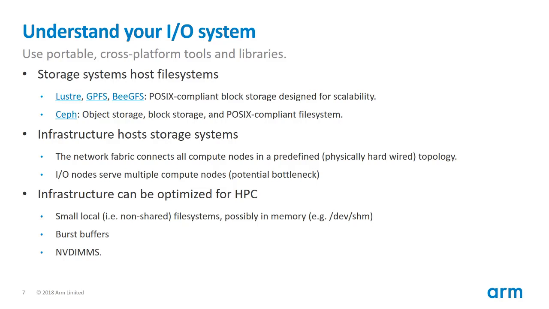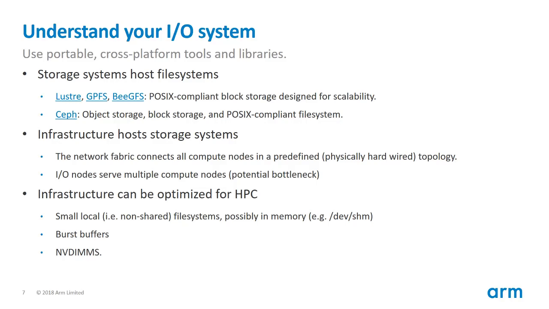There's also a lot of variety in the hardware infrastructure used to provide the storage service. So you should be familiar with your system's network fabric and know a little bit about the system topology. For example, are there dedicated I/O nodes? How many compute nodes are served by an I/O node? And are there infrastructure optimizations that you can take advantage of? Many HPC systems provide small local file systems and in-memory file systems like /dev/shm that you can use for scratch files and temporary files. Also, burst buffers and non-volatile memory are becoming pretty commonplace in HPC.